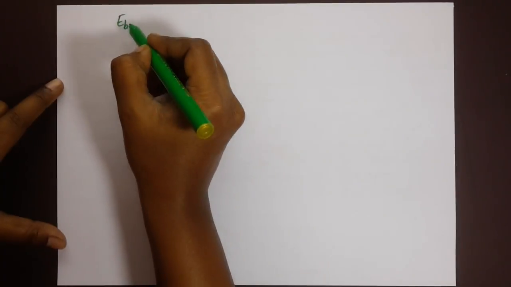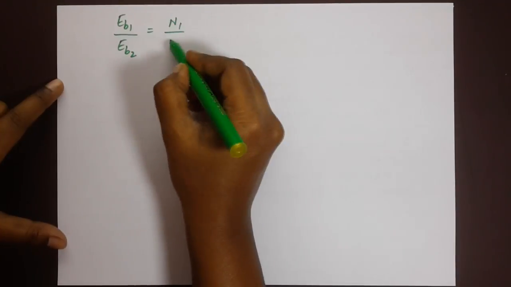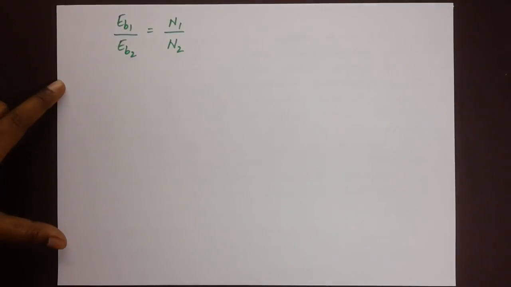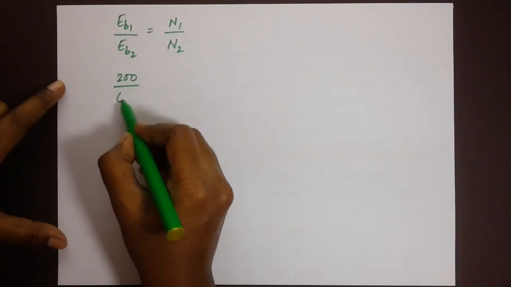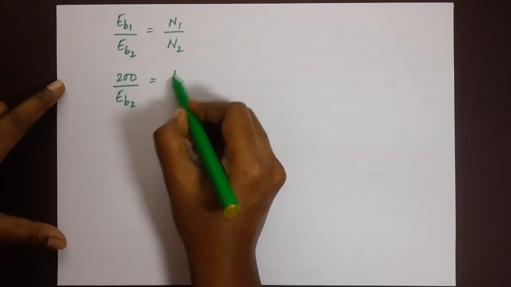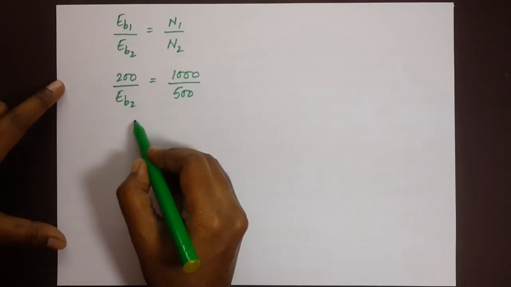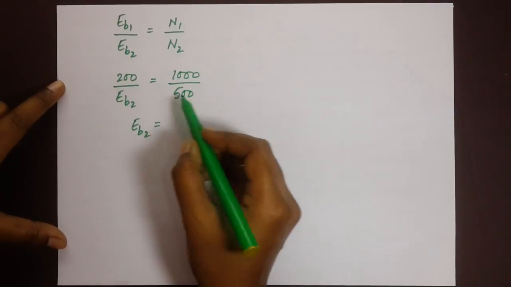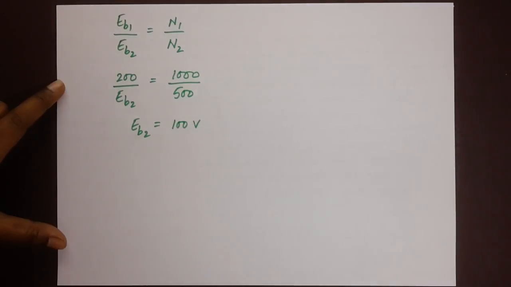I'll just write the expression again. EB1 by EB2 is equal to N1 by N2. Let's substitute. EB1 is 200 divided by EB2 equals 1000 divided by 500. If you solve this, EB2 should be 100 volts. This is our value of EB2.